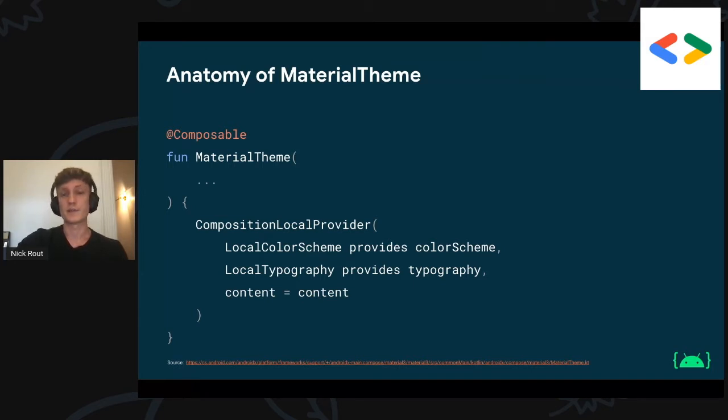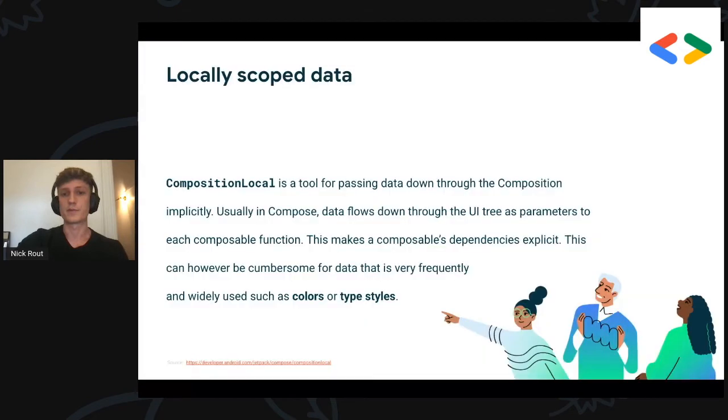We're going to start off with the composition local provider. For that, we need to talk a little bit about something called locally scoped data in Jetpack Compose. A composition local is basically a tool for passing data down through a composition implicitly, effectively this tree of composable functions that forms your UI. Usually in Compose, data flows down through the UI tree as parameters to each composable function. So sometimes you have to pass a value through to multiple functions that are nested within each other, and this makes these dependencies explicit.